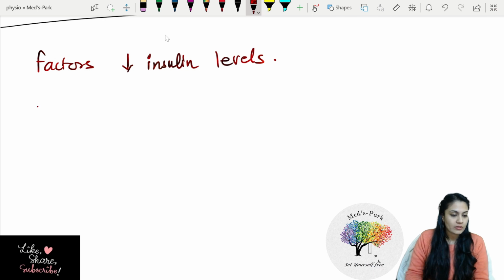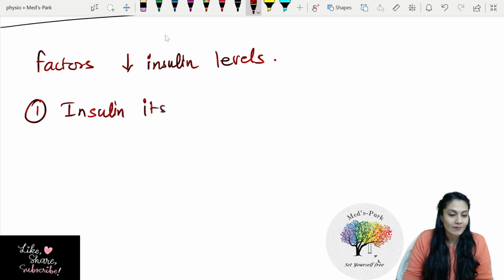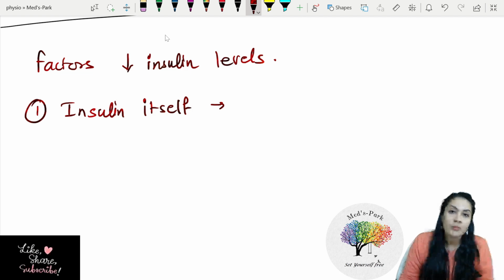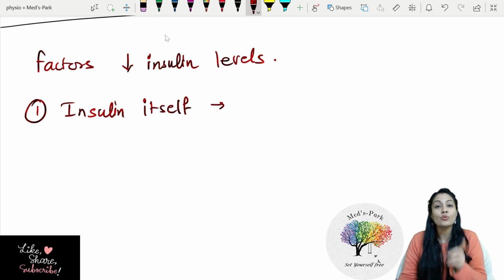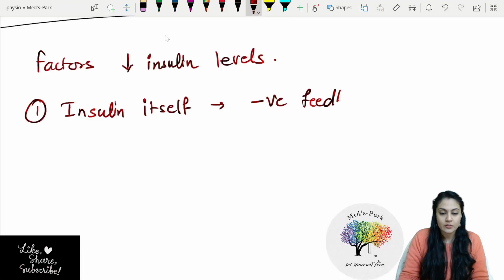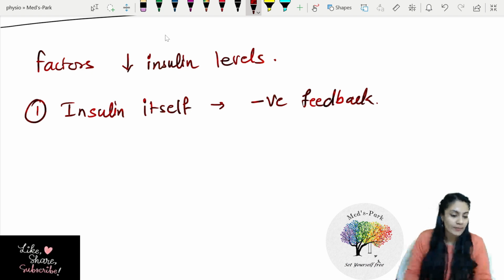Decreasing insulin levels. First thing, when we are talking about insulin, remember that insulin also works through the negative feedback system, right? So first and foremost will be insulin itself. When the insulin levels are high, it will give negative feedback on the beta cells of the pancreas, and that is going to inhibit the further release of insulin. So it acts via the negative feedback system. This is also an example of a negative feedback system.